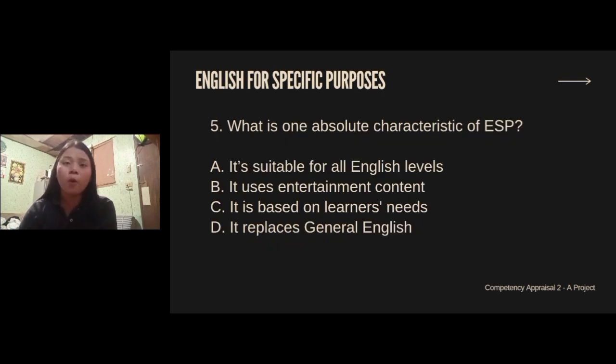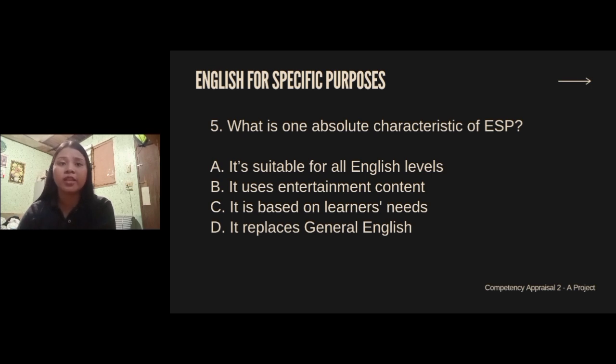Number 5, what is one absolute characteristic of ESP? A. It's suitable for all English levels. B. It uses entertainment content. C. It is based on learners' needs. And letter D. It replaces general English.